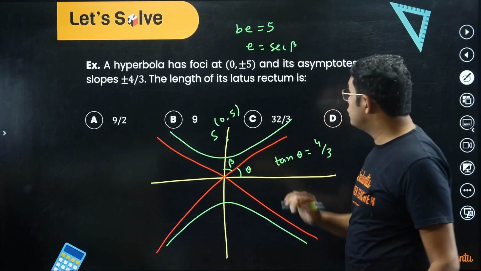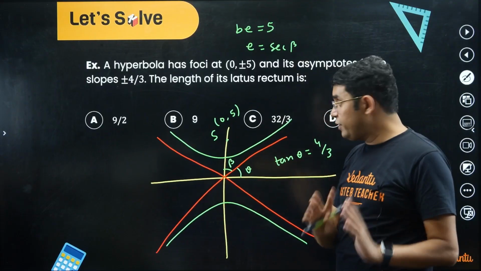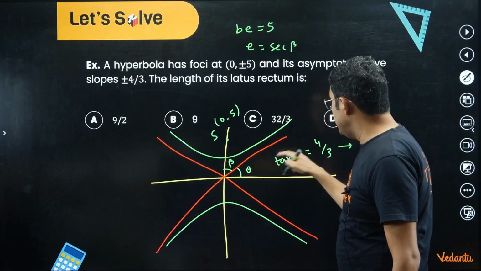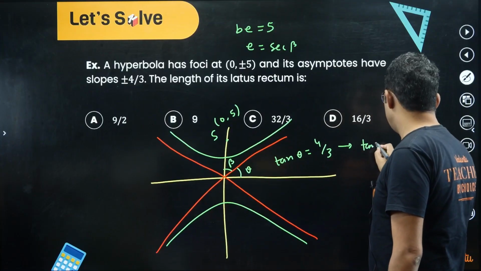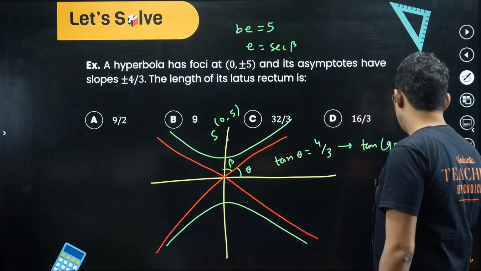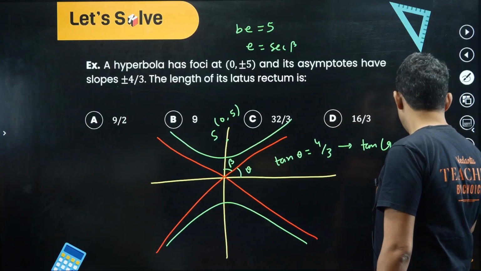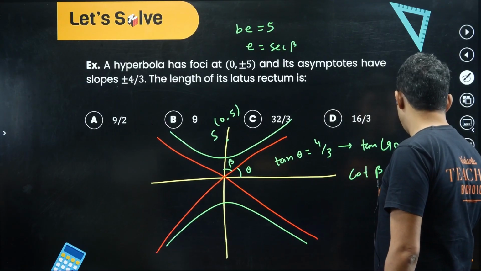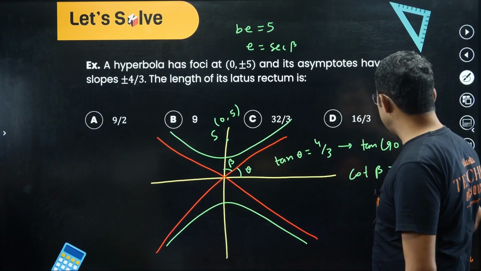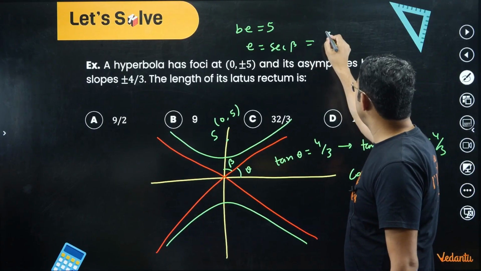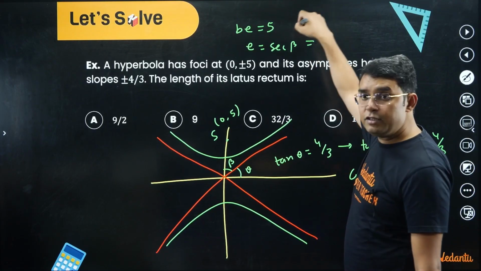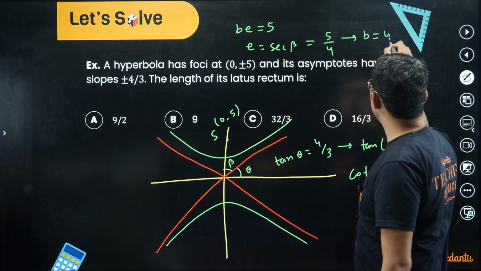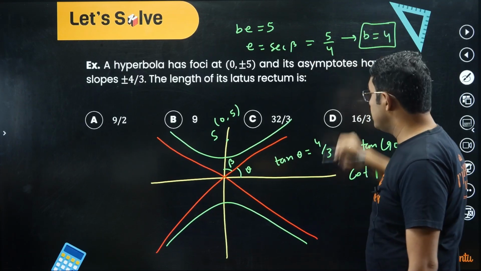We can do it otherwise also, but if you know this thing, I think it becomes very easy. So e is equal to secant beta, and this tan theta, meaning tan of (90 minus beta), is equal to 4 upon 3. This gives you cot beta equal to 4 upon 3. Now we are looking for secant beta, so I think this will become 5 upon 4. If it is 5 upon 4 and BE is 5, I think the value of b comes out to be 4.